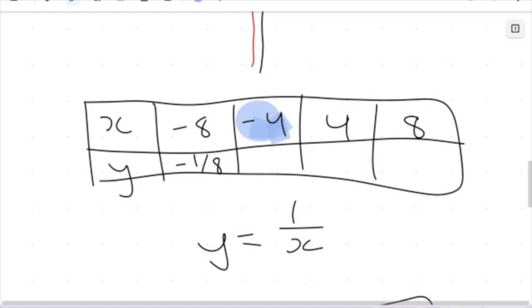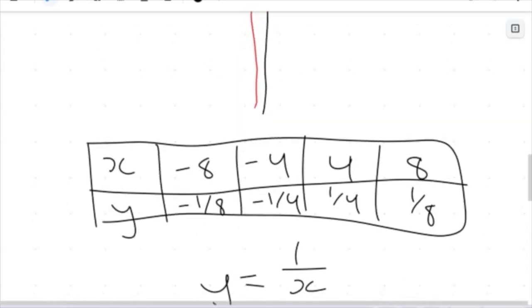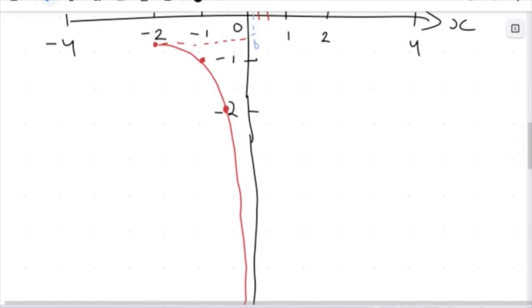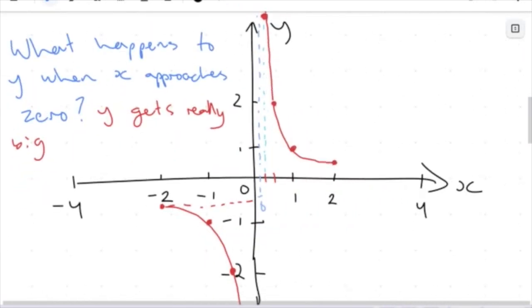Substituting in negative 4 here gives me 1 over negative 4, in other words, negative 1 over 4. And the same thing is going to happen for the positive cases. And now I can see that as the x values get larger in magnitude, no matter what direction, whether it's positive or negative, as the numbers themselves get bigger, so for example, 8 is bigger than 4, my y values get smaller.